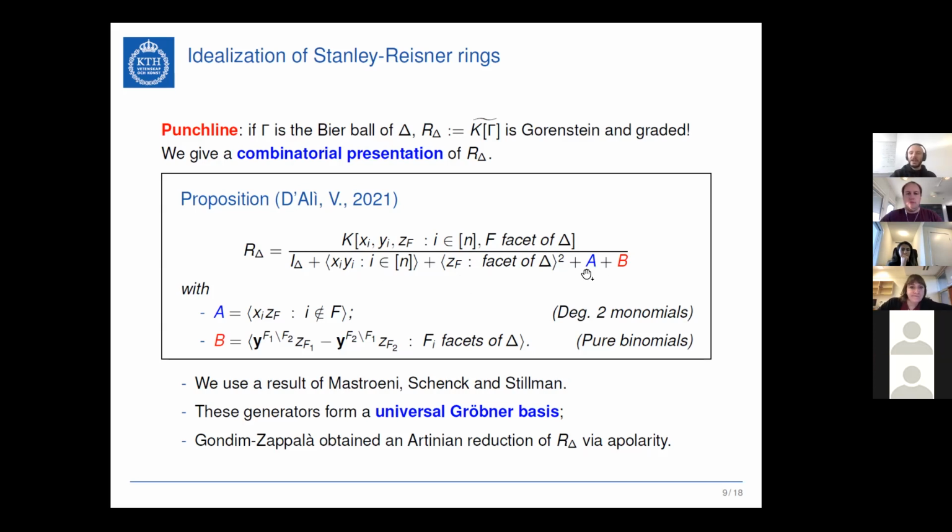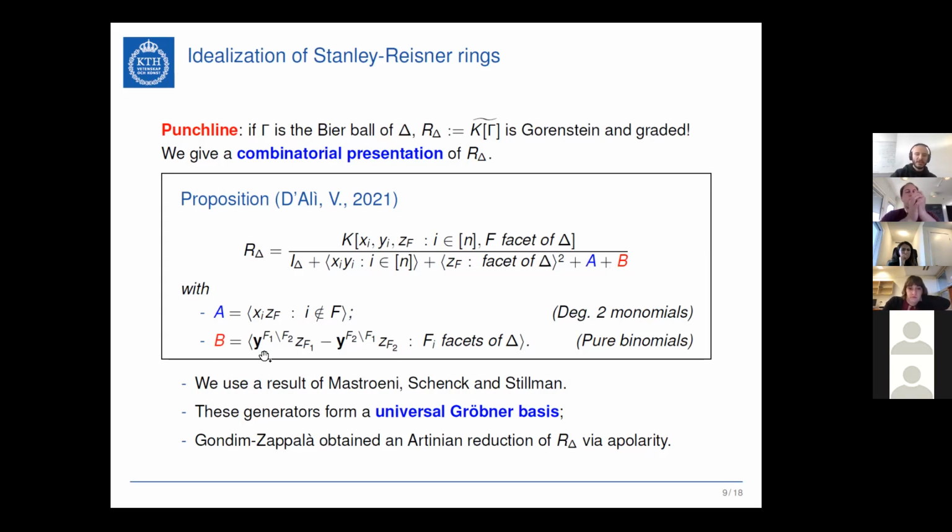The interesting bits are two ideals, A and B. The first one is a monomial ideal generated by monomials of degree 2, and they are constructed in the following way. The product x_i times z_f for every i not in f. So I go through all the facets and pick the variable z_f, and then I pick all the vertices which are not contained in the facet f, and I build this product. So these are monomials of degree 2.